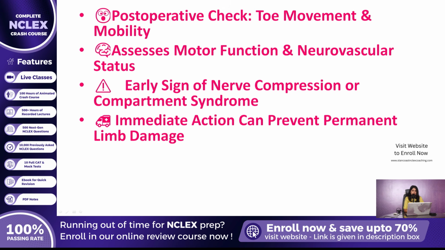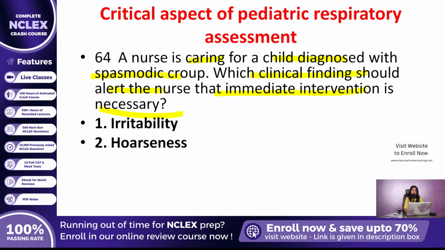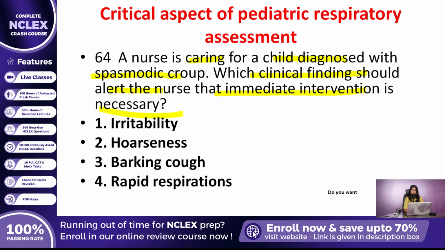Let us now move to question number 64, which highlights a critical aspect of pediatric respiratory assessment. The scenario is, a nurse is caring for a child diagnosed with spasmodic croup. Which clinical finding should alert the nurse that immediate intervention is necessary? The options are 1. Irritability. 2. Hoarseness. 3. Barking cough. 4. Rapid respirations. The correct answer is option 4, rapid respirations.